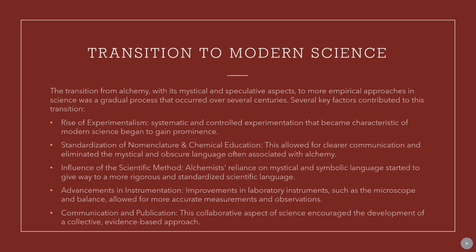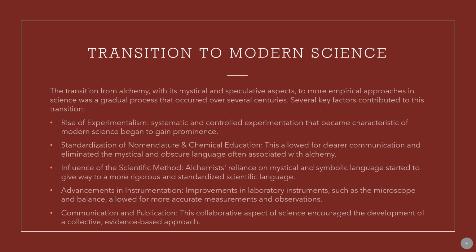The other thing that occurred from the 1500s on, 1600s on, was a standardization of nomenclature and chemical education, right? So more schools, and the importance of standardizing nomenclature. What I mean by nomenclature is giving chemicals and chemical compounds specific names so that no matter where you were, you could know what someone was talking about. If we all called oxygen different things, it would be much harder to share our ideas and have everyone be on the same page, right? So it eliminated mystical and obscure language often associated with alchemy.